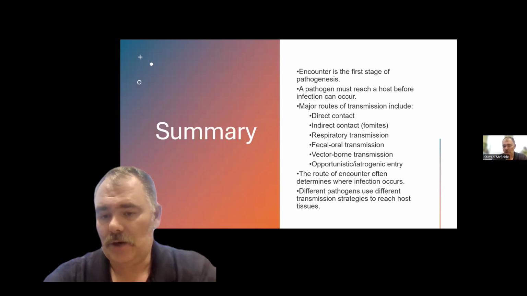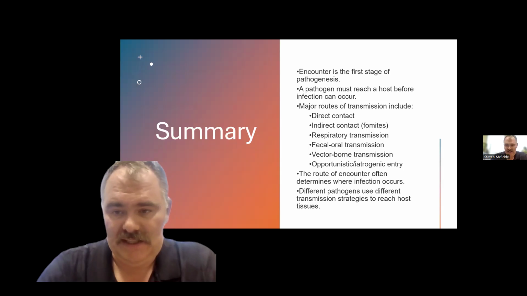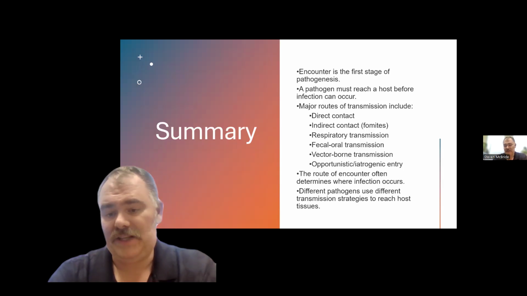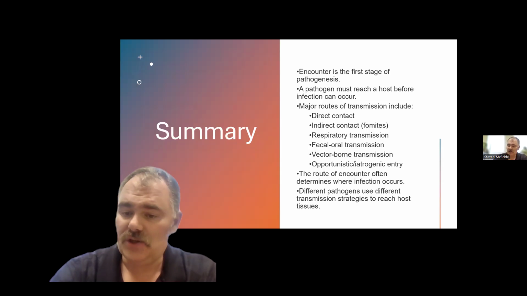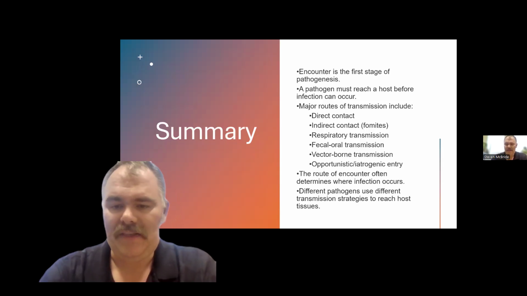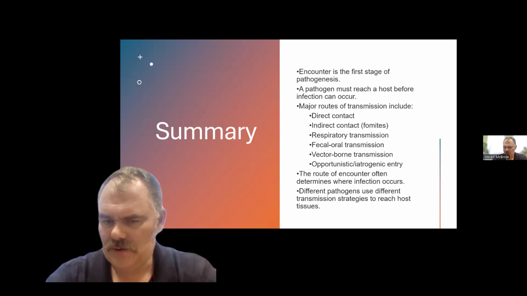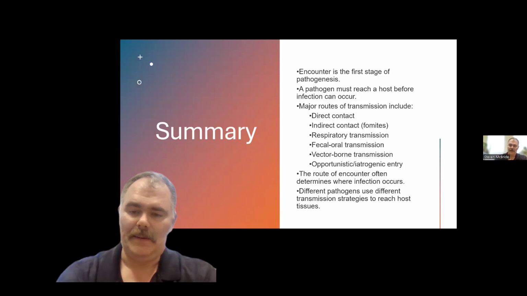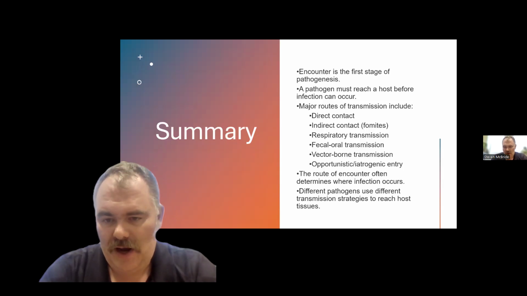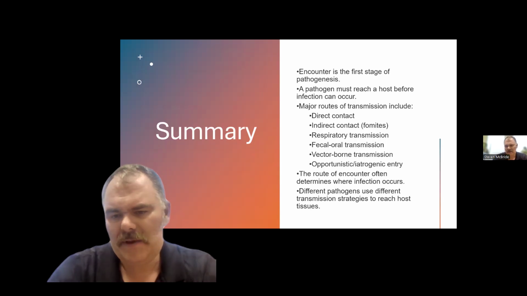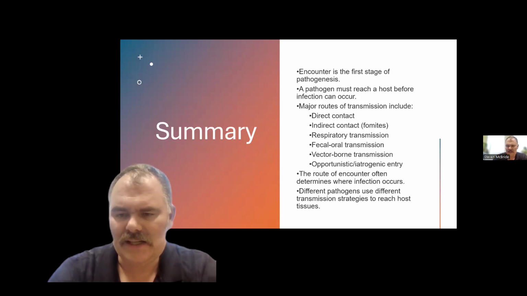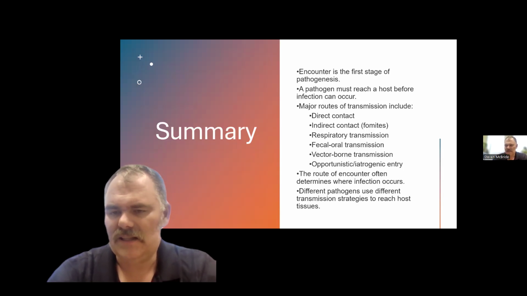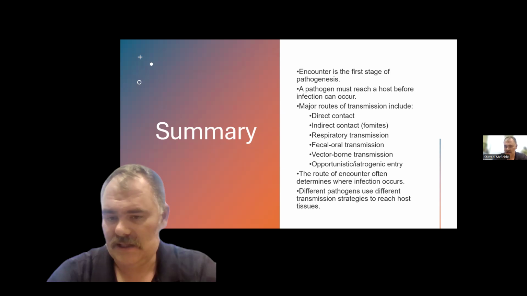So, in this lecture, we examined the first stage of pathogenesis, encounter. Before a pathogen can adhere to tissues, invade the body, or cause disease, it must first reach a suitable host. We saw that pathogens use a variety of transmission routes, including direct contact, contaminated surfaces, respiratory droplets, and contaminated food or water. Some of these we didn't particularly talk about, but they also exist. So you can have vectors that transmit disease, and sometimes medical procedures can introduce these diseases.